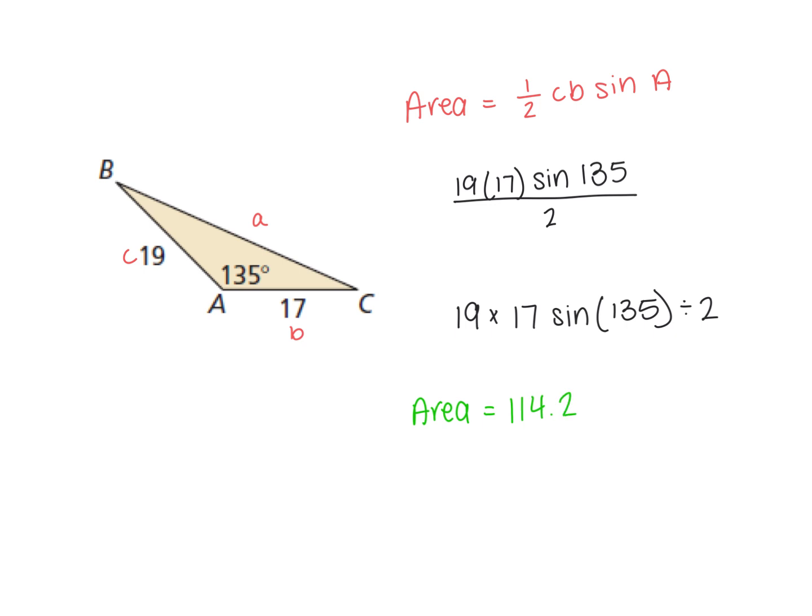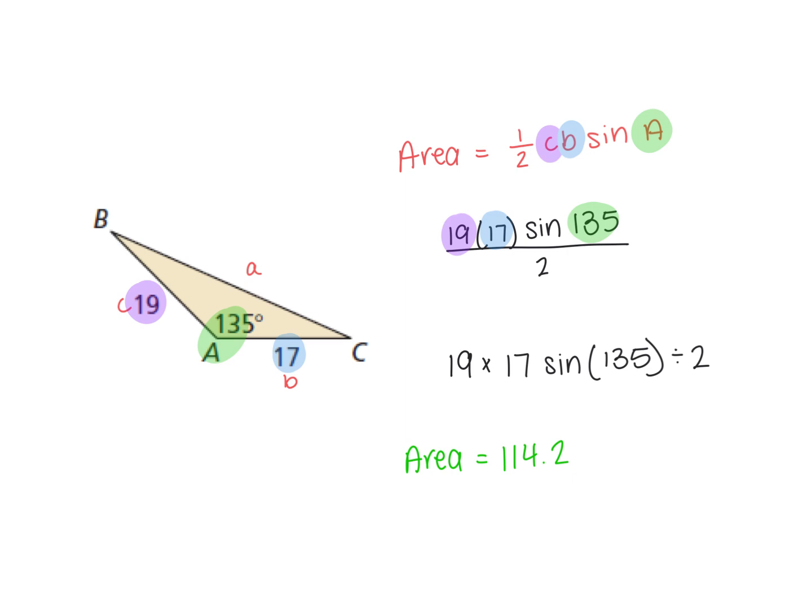Again, please be aware of where I'm getting these numbers from. My C is my side C. My B is my side B. And my angle A is angle A. Questions on this one? Did we all get that in our calculator? 114.2.